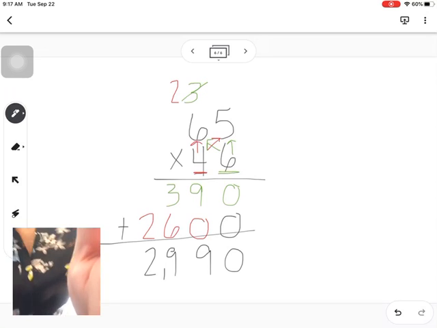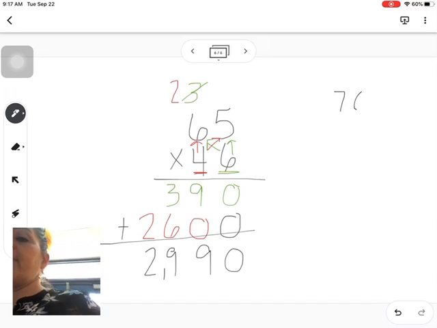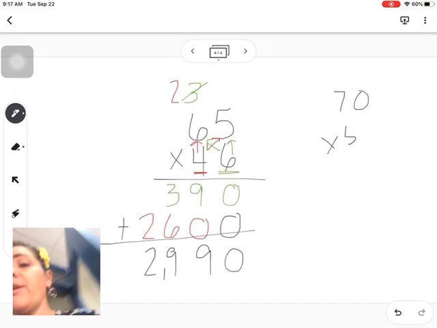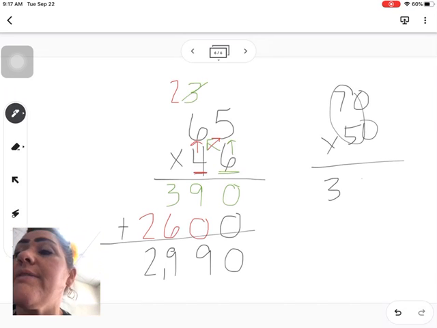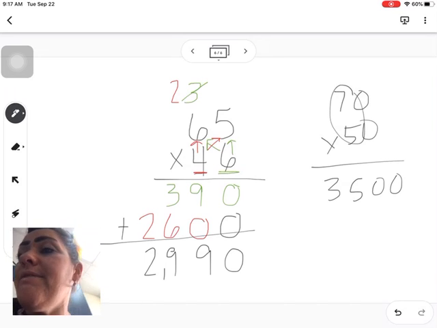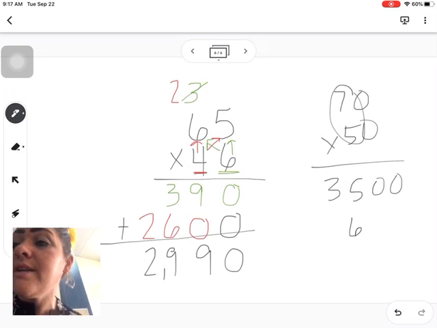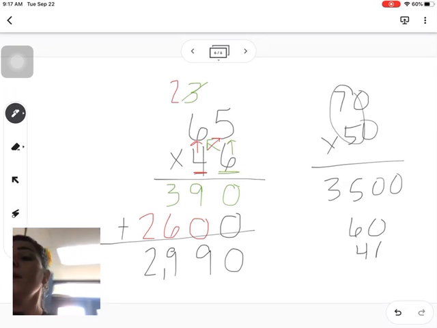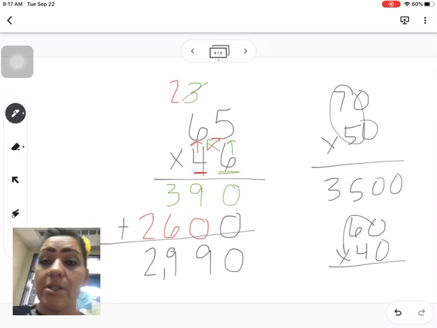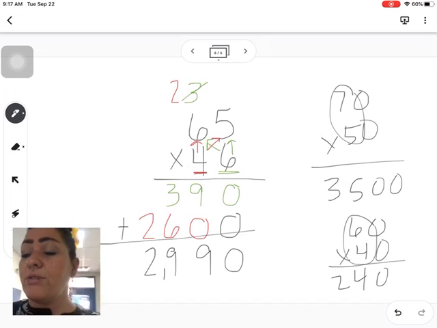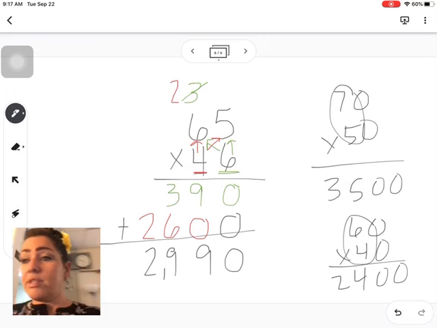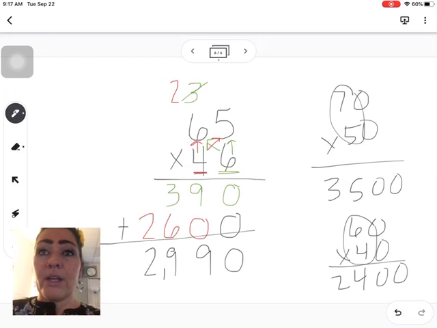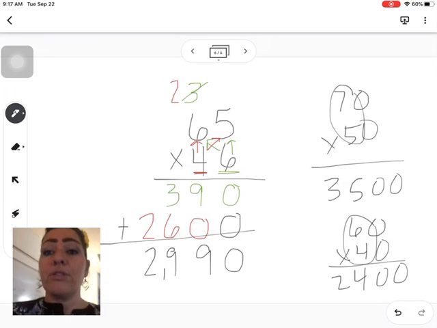So I'm going to change my 65 to 70. I'm going to round up. I'm going to round up my 46 to 50. 7 times 5 is 35. Put the 2 zeros back on. So that's about 3,500, which is close to my answer. Then I'm going to do 60 times 40 if I wanted to round down. 6 times 4 is 24. Put the 2 zeros back on. And it's pretty close. So now you know how to do the algorithm.